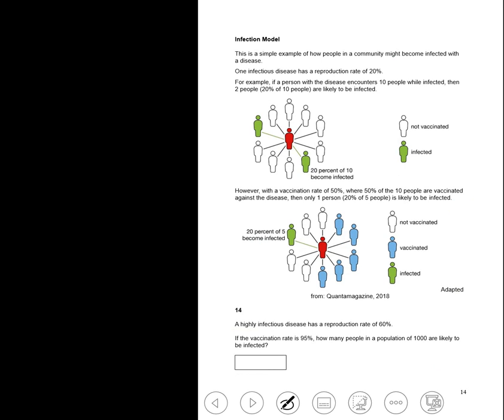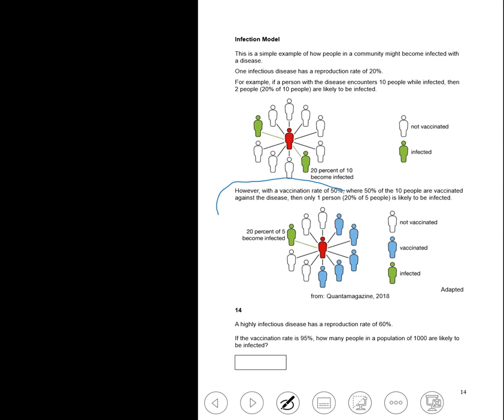Okay, this one appears a little bit more complicated than what it is, but I'm just going to go through the little examples that it gives. So infectious disease, reproduction rate of 20%, and it gives you an example. Actually, I'll skip over to this next part. Over here is where I'll start reading. However, a vaccination rate of 50%, where 50% of the 10 people are vaccinated against the disease and only one person, 20% of 5 people, is likely to be infected.